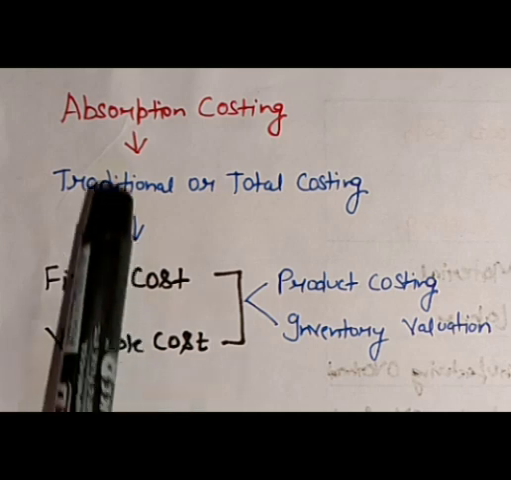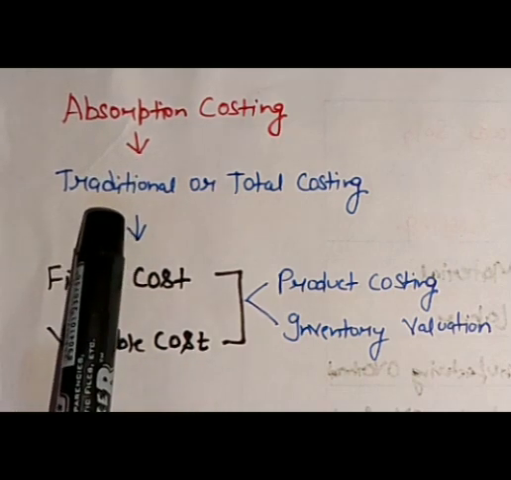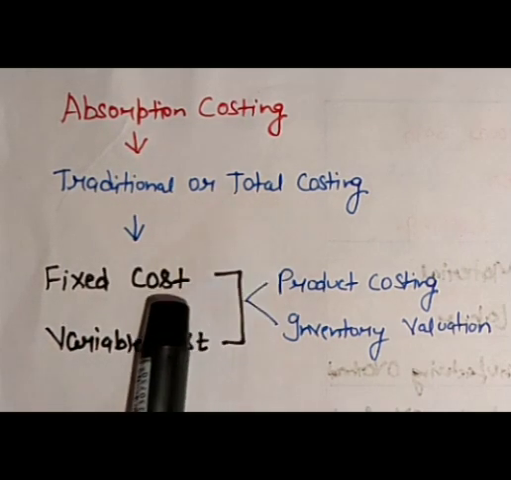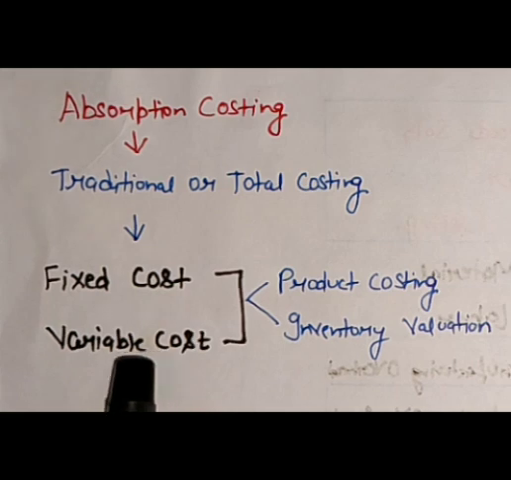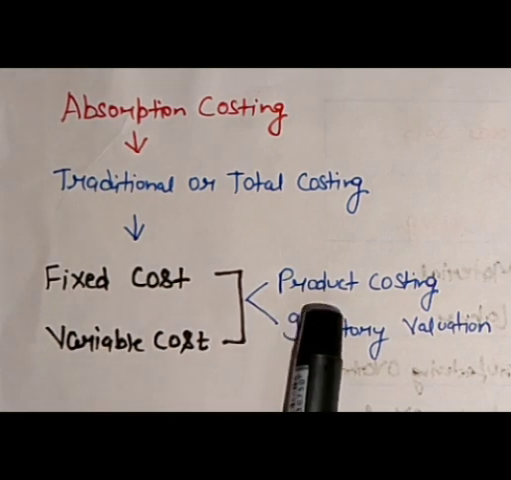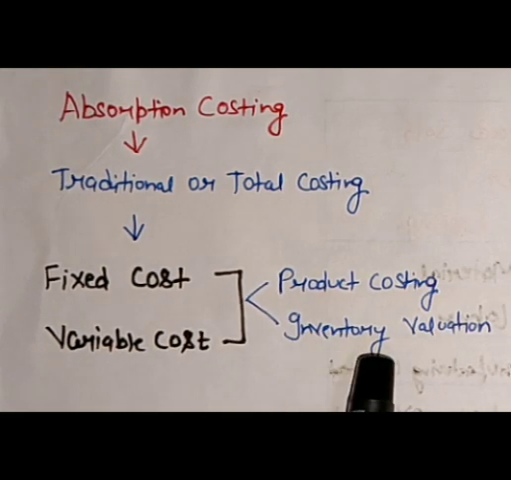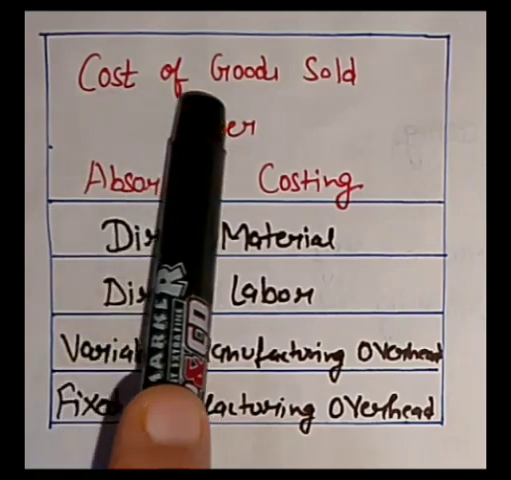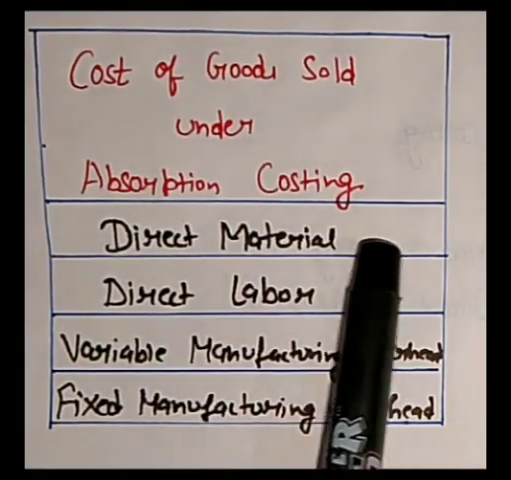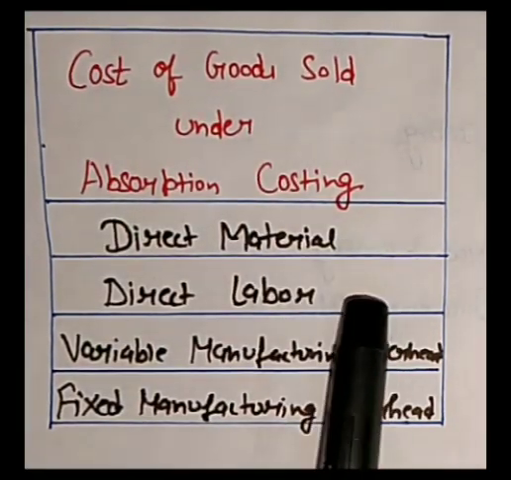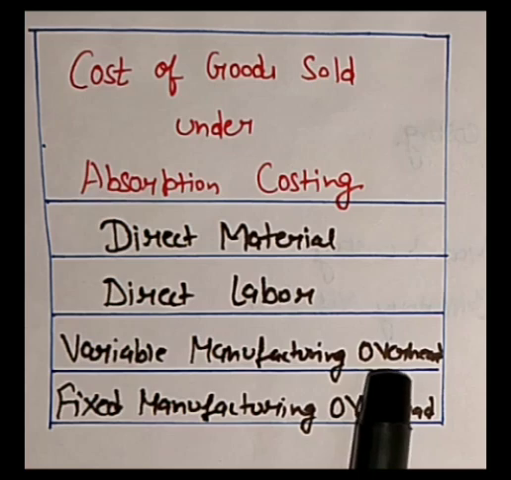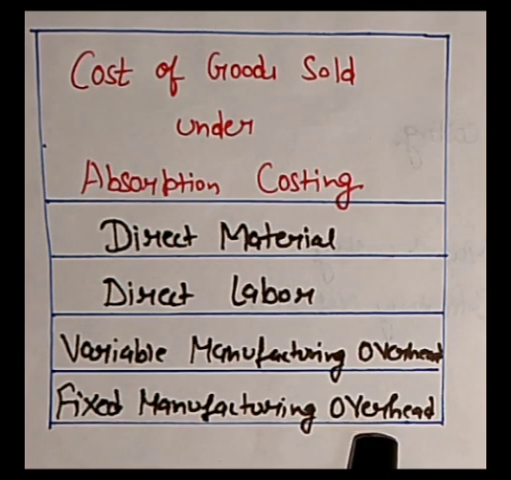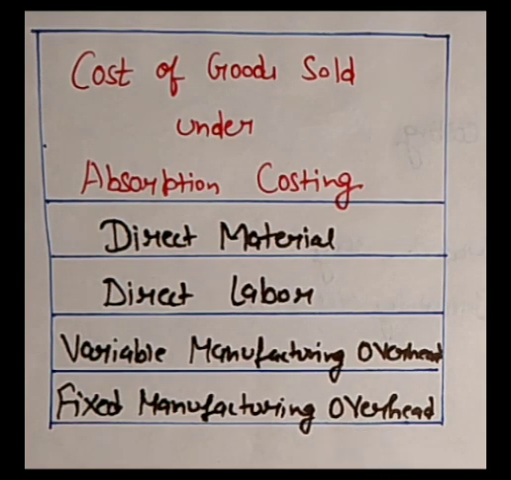The absorption costing is also called traditional or total costing. It considers both fixed and variable cost for product costing and inventory valuation. It means cost of goods sold comprises of direct material, direct labor, variable manufacturing overheads, and fixed manufacturing overheads.